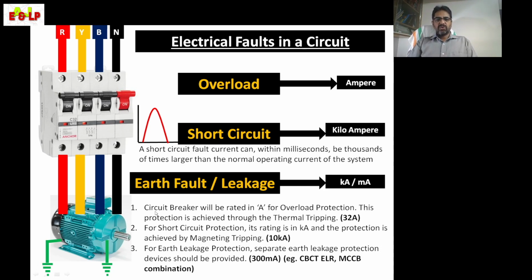And see here the note also: a circuit breaker will be rated in A for overload protection. This protection is achieved through thermal tripping, 32 ampere. We will be dealing with thermal tripping and magnetic tripping later. And here the rating of the MCB shown is 32 ampere. Then short circuit is in the range of kiloampere. Then for earth leakage protection, we can use RCCB.